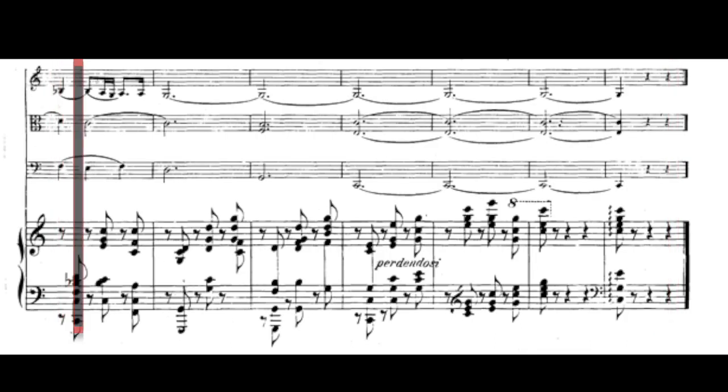And in measure 242, we land with a chorale in the strings. And finally, the movement comes to a close.